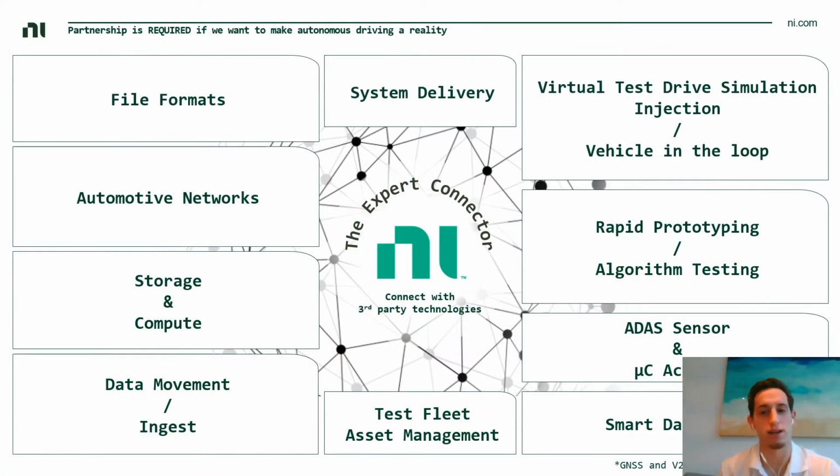The last thing I'll end on is that NI cannot do any of this alone. We are a test provider that has knowledge of how to architect these tests and orchestrate these tests. But there are so many complex elements of this that require partnering.